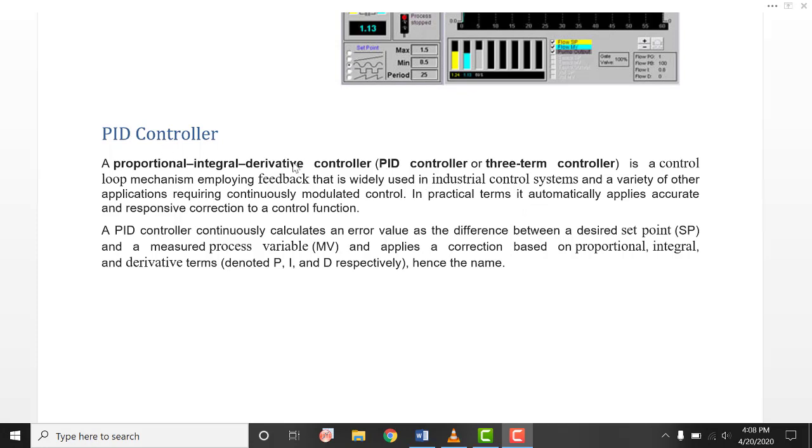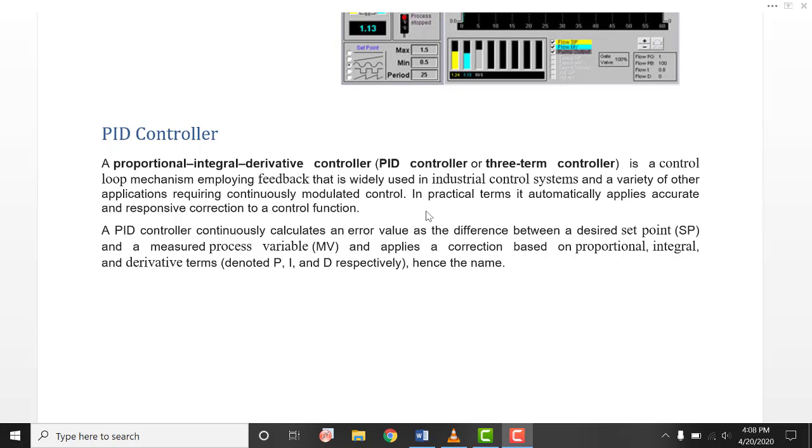A proportional integral derivative controller, or three-term controller, is a control loop mechanism employing feedback that is widely used in industrial control systems and a variety of other applications requiring continuously modulated control. In practical terms, it automatically applies accurate and responsive correction to a control function. So a PID controller basically works on one simple value. It will process it, and by reducing the error, it will give you the output.